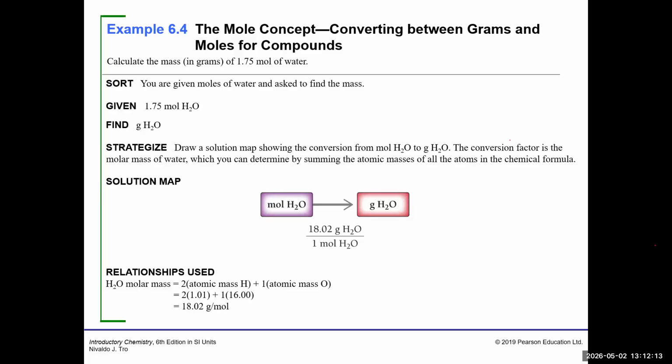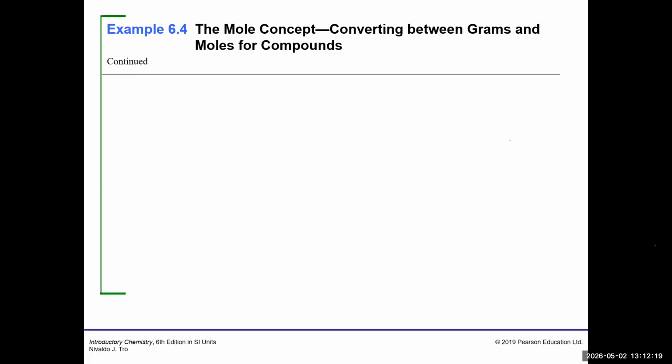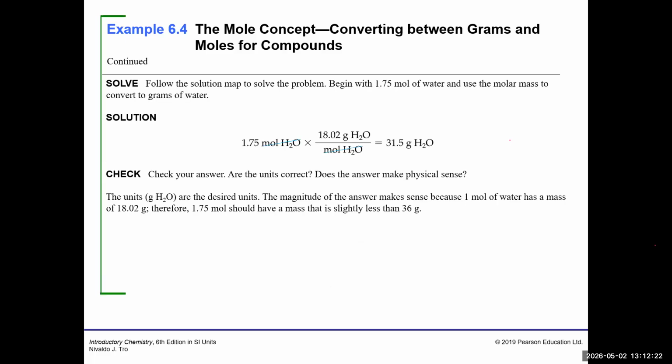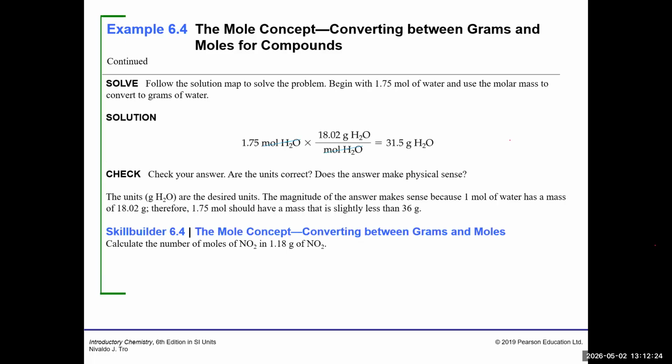So now, 18.02 grams of water is per 1 mole of water. All right, so then we use this to strategize and then do our work. So we have 1.75 moles of water times 18.02 grams of water per 1 mole of water. We do the cancellation and multiply, we get 31.5 grams of water.